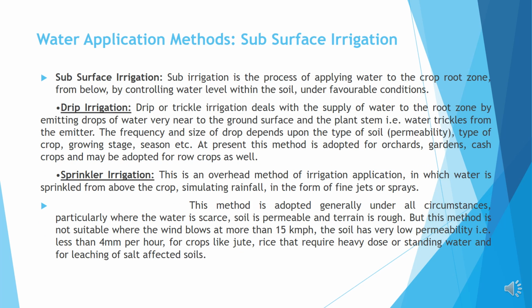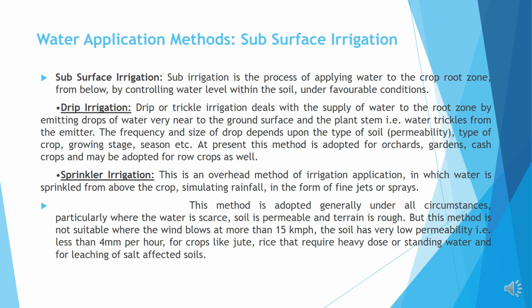Subsurface irrigation. It is the process of applying water to the crop root zone from below by controlling water level within the soil under favorable conditions. Drip irrigation. Drip or trickle irrigation deals with the supply of water to the root zone by emitting drops of water very near to the ground surface and a plant stem. This water trickles from the emitter.